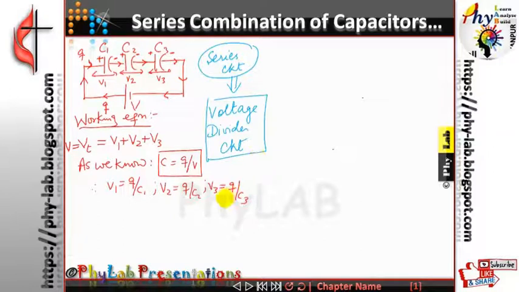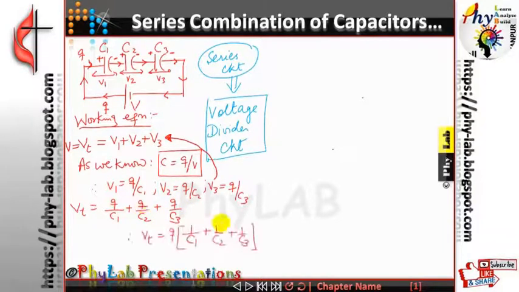Now substituting these values of V1, V2 and V3 in our working equation, I get V total equal to V1 plus V2 plus V3, that is V total equals Q by C1 plus Q by C2 plus Q by C3. Now taking Q common from the right side of the equation, I get V total equal to Q times (1 upon C1 plus 1 upon C2 plus 1 upon C3). Now this V total is equal to V, as I told you, the total potential that we have connected across the combination of capacitors.